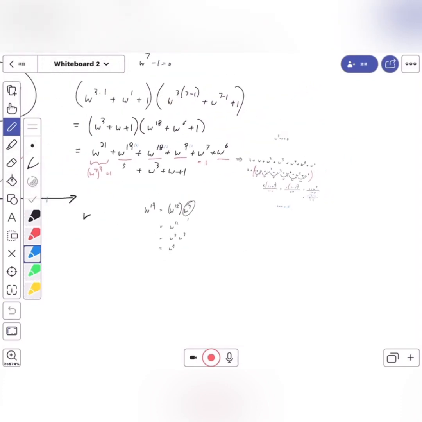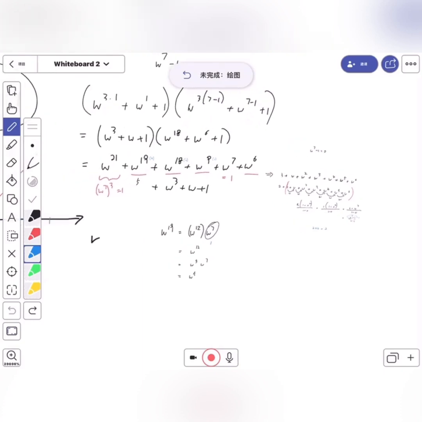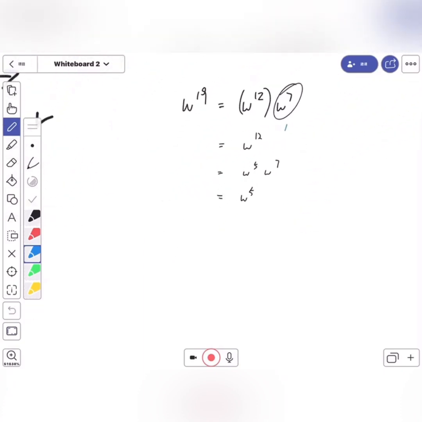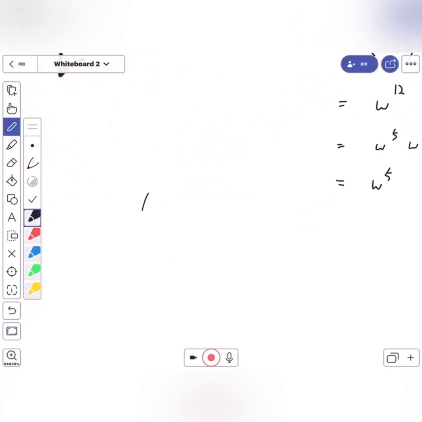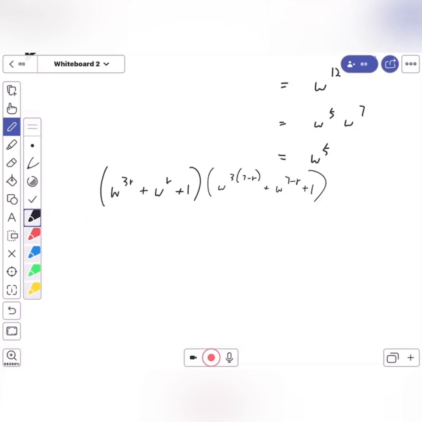So can we generalize, since we only have 1 and we need 3 more cases? Let's set it to be omega to the 3r plus omega to the r plus 1. Then we pair it with omega to the 3 times 7 minus r plus omega to the 7 minus r plus 1. And we multiply this out.